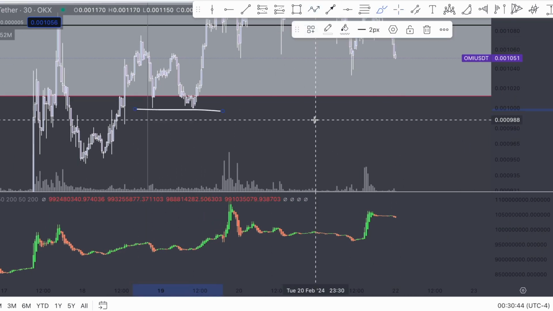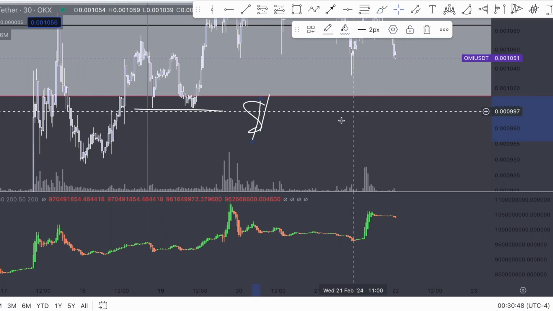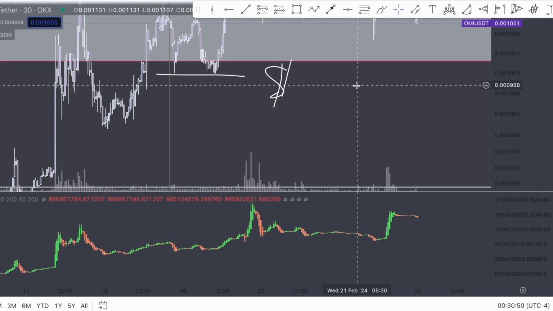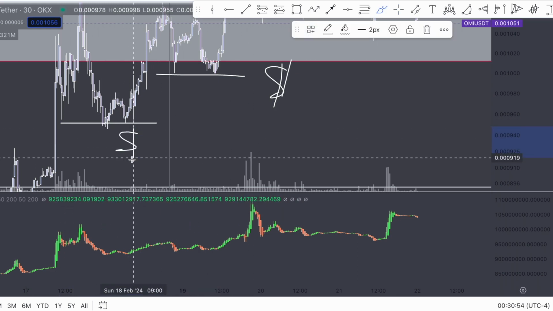Well, you can see this double bottom. What do you think double bottoms mean? A lot of stop losses are underneath. So that's a lot of liquidity that the price is holding. Again, guys, look at here. We have more money stuck underneath.